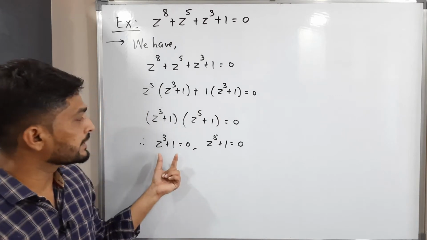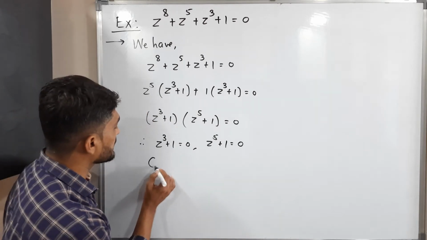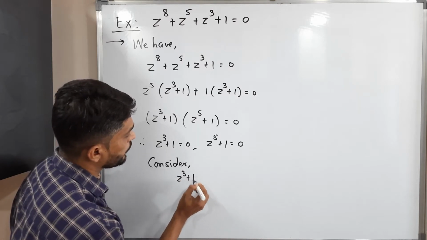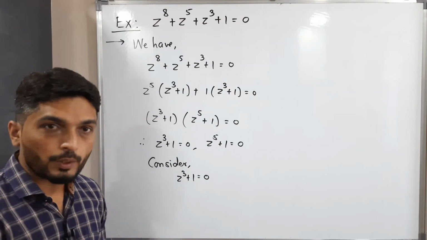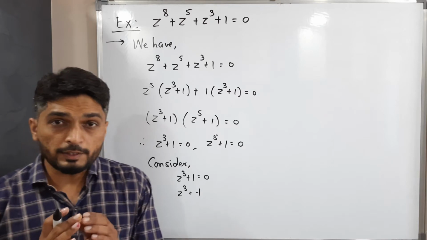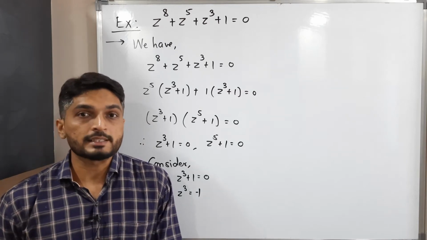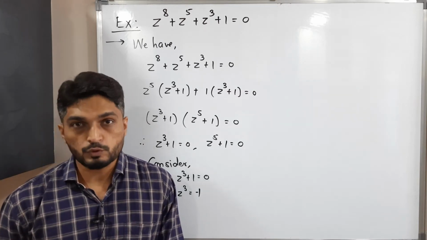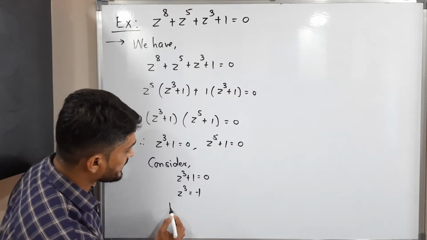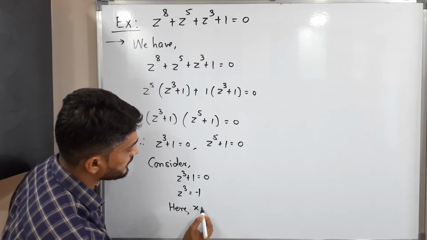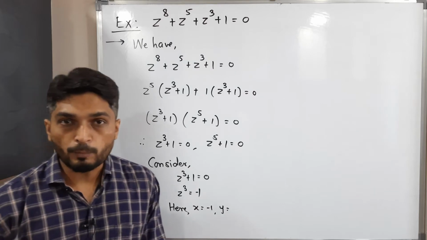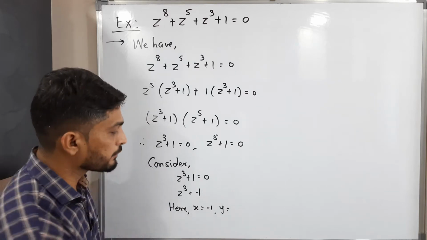So let us focus on this equation first. So let me write here, consider z cube plus 1 is equal to 0. Let us shift 1 to the other side, so we will have z cube is equal to minus 1. So now what will I do? We will try to express that complex number in its polar form. So for that we need to find r and theta. So tell me first, what is x and what is y here? X, real part, minus 1; y, imaginary part. But see, the complex number i is not there, so its imaginary part will be 0.